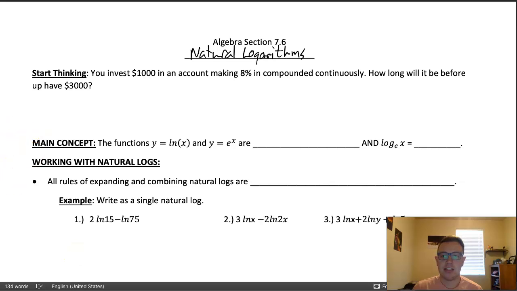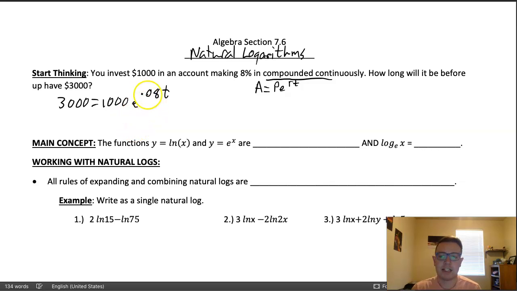Welcome back, folks. Today's lesson is going to be about something we call natural logarithms. Let's start off with this problem here. We're investing $1,000 into an account making 8% compounding continuously. So compounding continuously means we're going to need to use A equals Pe^(rt). We're trying to figure out how long before it's $3,000. So $3,000 is the amount we want. Our principal was $1,000, and we have e to the, our rate is 0.08 t.